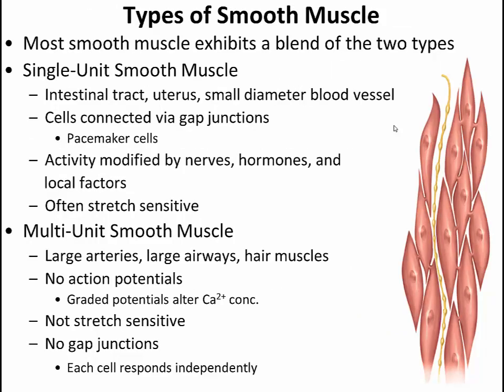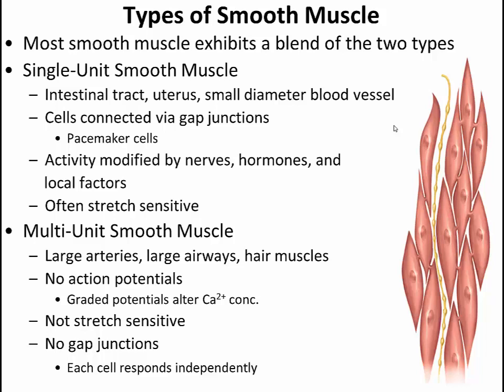As we close our smooth muscle discussion, we want to mention this. There are two types of smooth muscle cells, and most smooth muscle consists of both of these cell types. So one type of smooth muscle is single unit smooth muscle. And so in the case of single unit smooth muscle, we have cells that are connected via gap junctions. We have pacemaker cells that are distributed throughout the sheet of smooth muscle. And so this type of smooth muscle would exhibit spontaneous contraction independent of the nervous system.